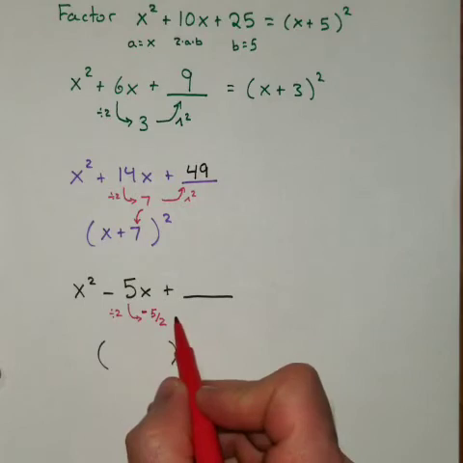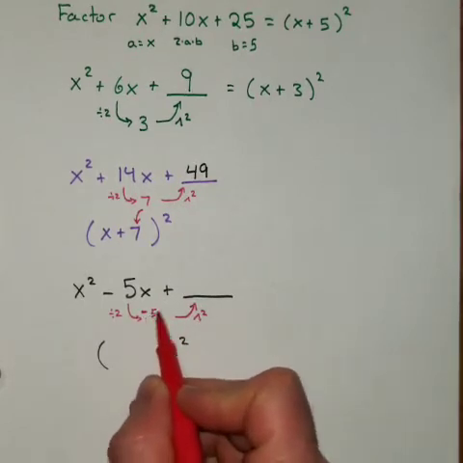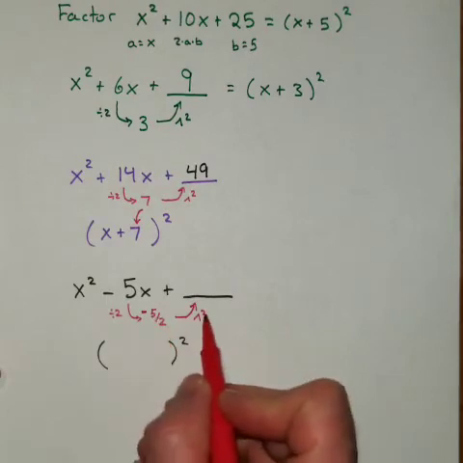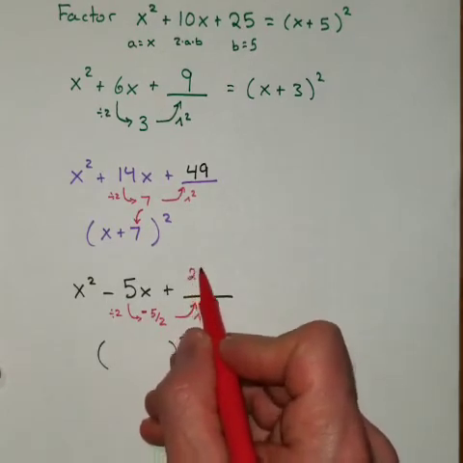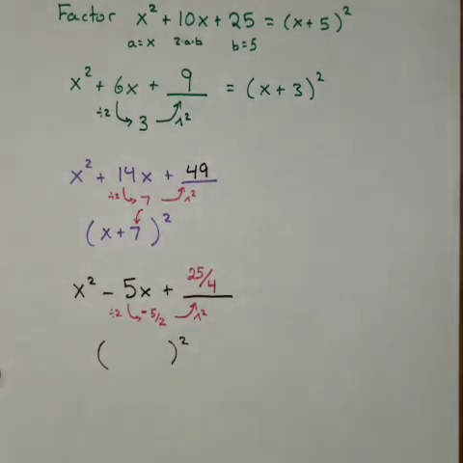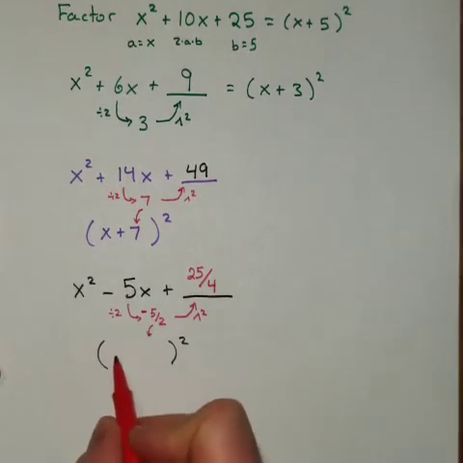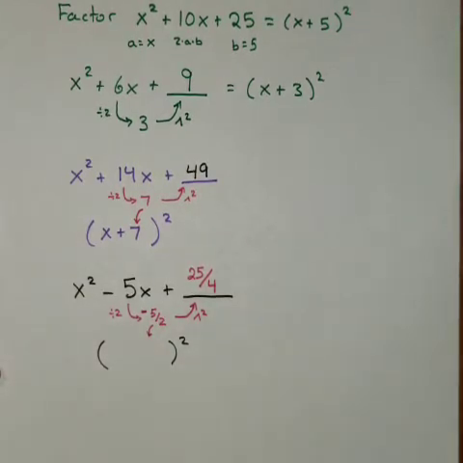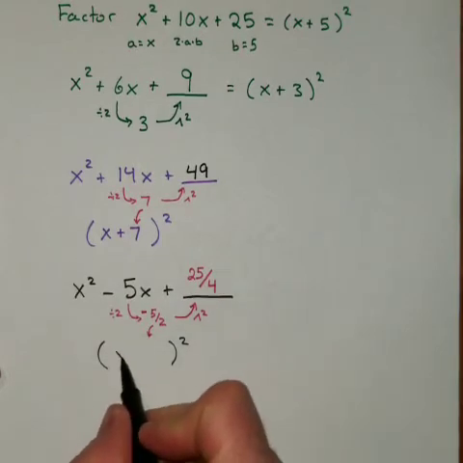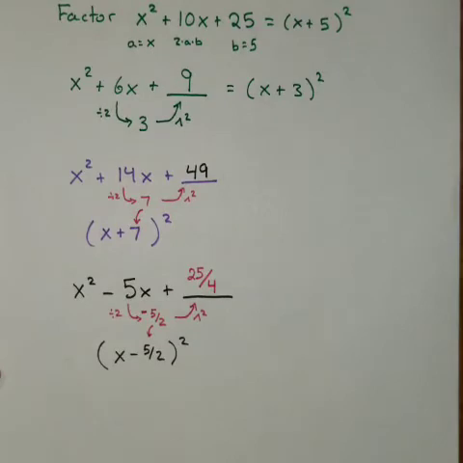So then I square the negative 5/2. Well, I square a negative, it's positive, so I'm good with a positive. When I square the 5, I get 25. When I square the 2, I get a 4. So I get 25/4. And then my factored form is just going to be x minus 5/2. So we can even factor using fractions.